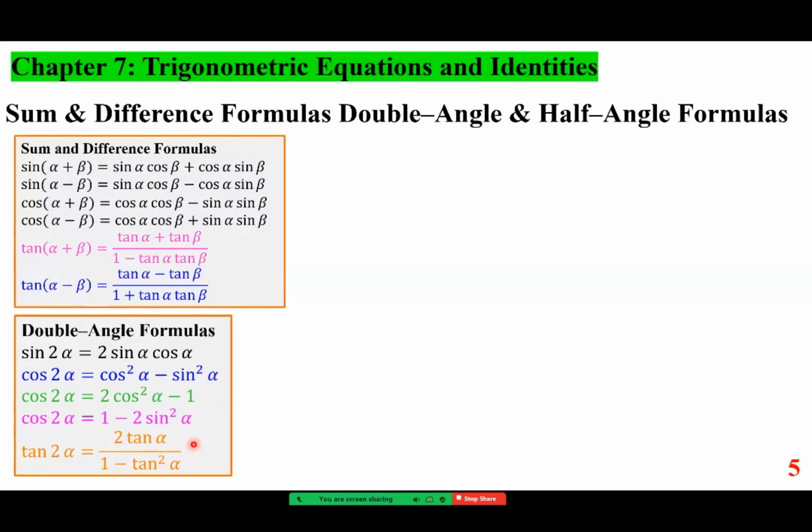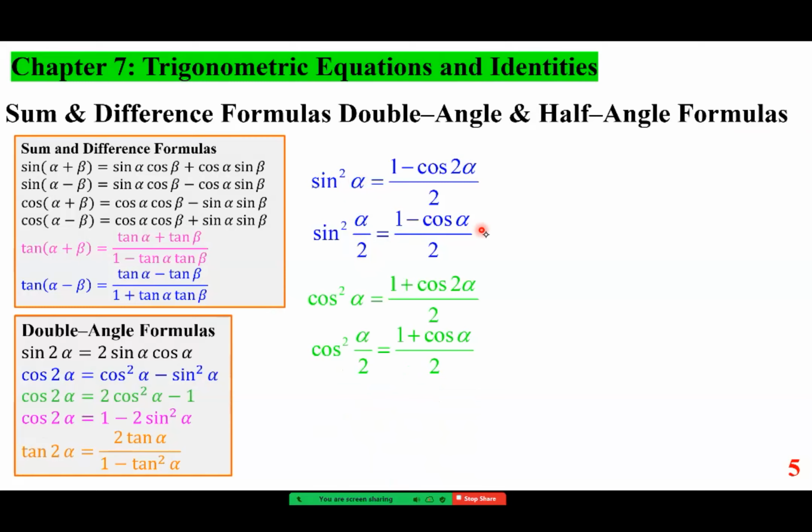Now, if you look at these two formulas, this one gives you sine squared. This one gives you sine squared. Meaning take this one to the left, take this one to the right, and divide by 2. And the green one, and of course, sine squared, now if you cut the alpha in half, you cut the 2 alpha in half. This one gives you cosine squared of alpha from here.